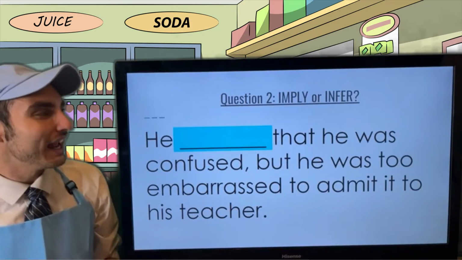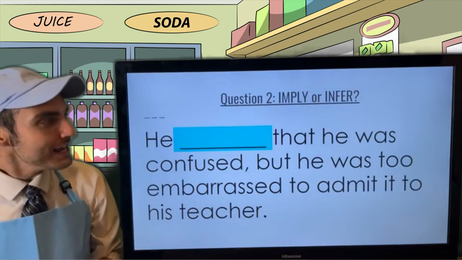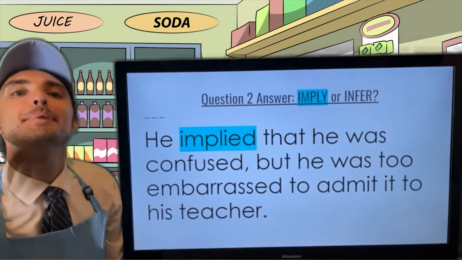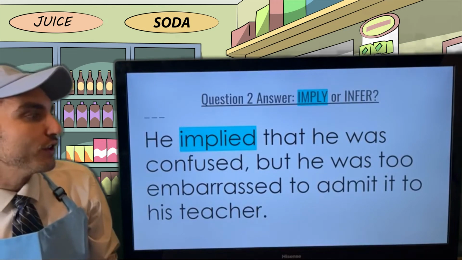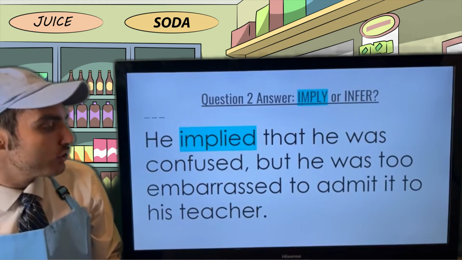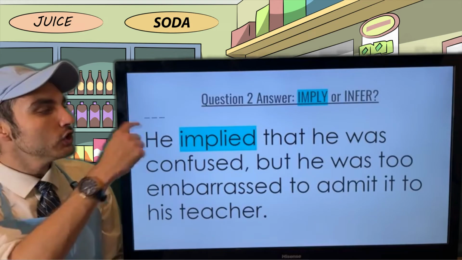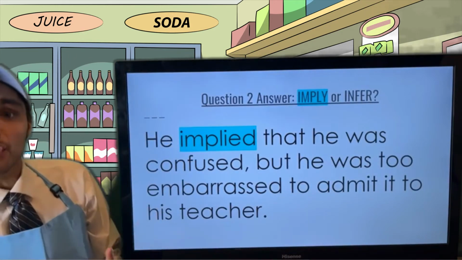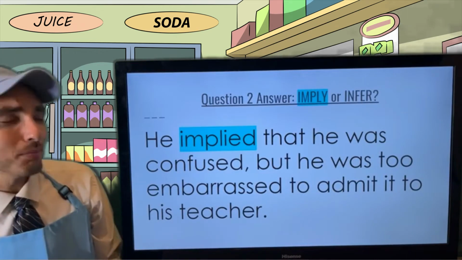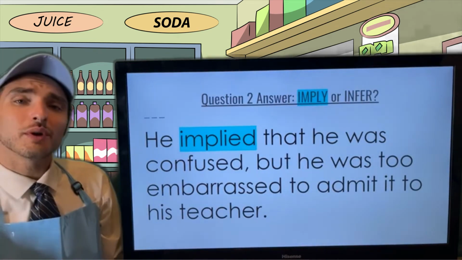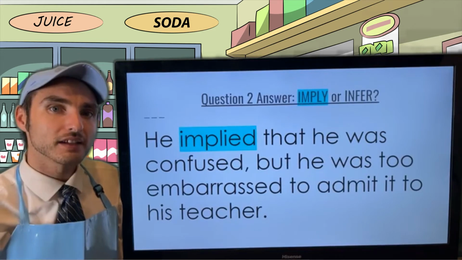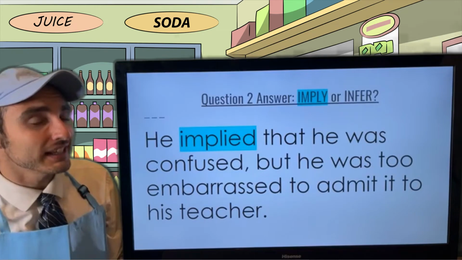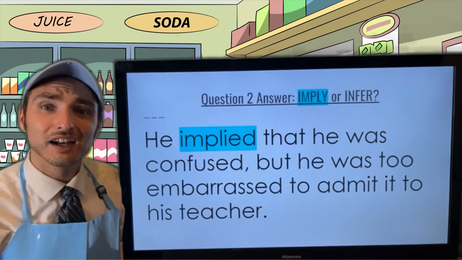Okay, I'll go ahead and give you the answer. The correct answer is imply. He implied that he was confused, but he was too embarrassed to admit it to his teacher. So, he indirectly hinted at his confusion, but his teacher didn't pick that up, because he was too embarrassed to directly admit it. So he implied that he was confused, but didn't say it directly, so his teacher had no idea.